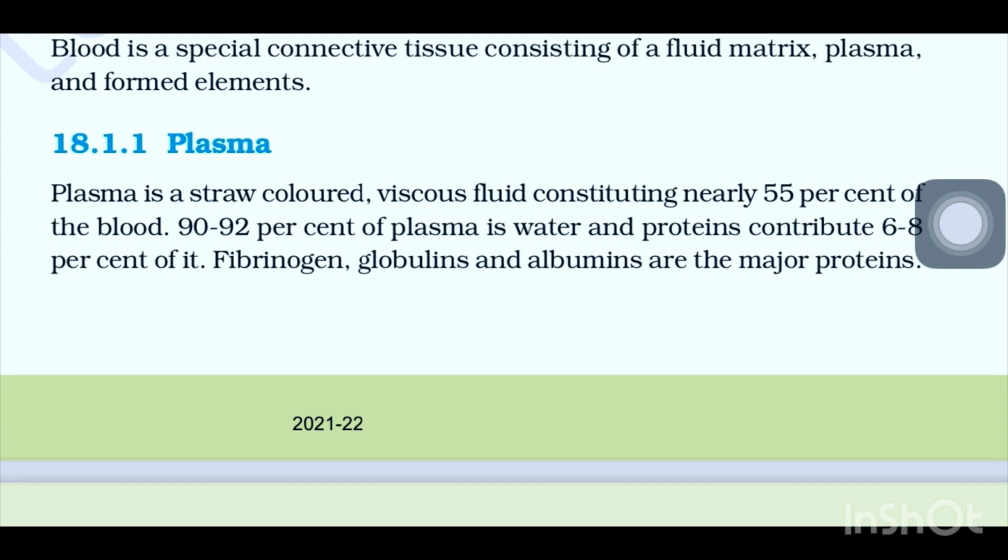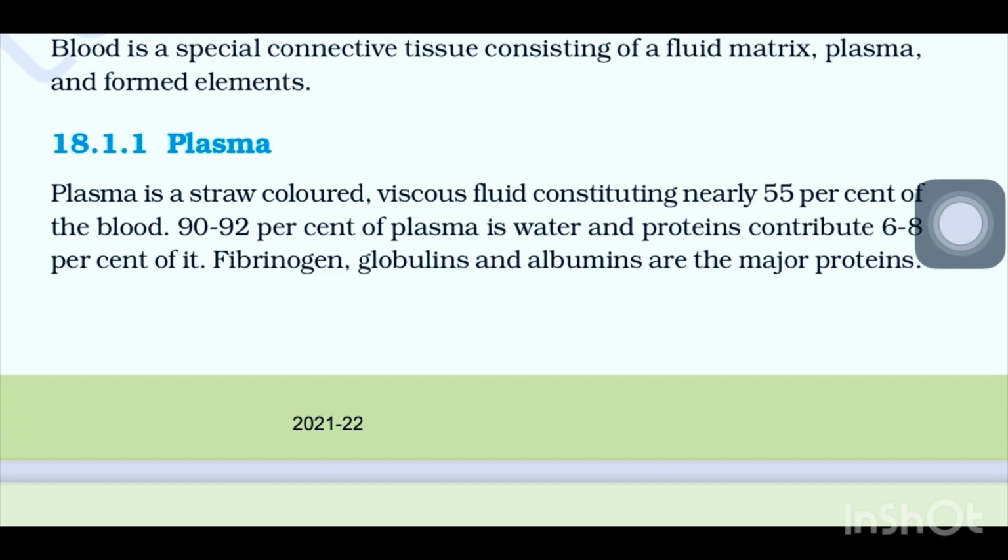With viscous fluid, I mean it's not very watery and not very sticky either. It stays between very watery and sticky. So if I talk about plasma, say I have 100% of plasma with me. In that 100% of plasma, 90 to 92% is completely water, which is why you will see it is a viscous fluid, a gelatin-type liquid.